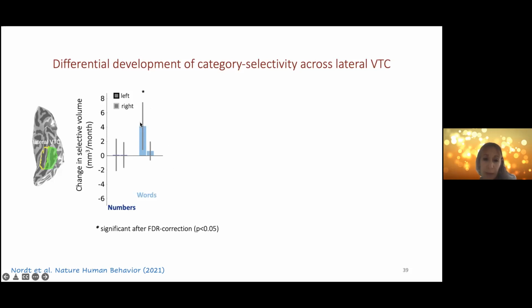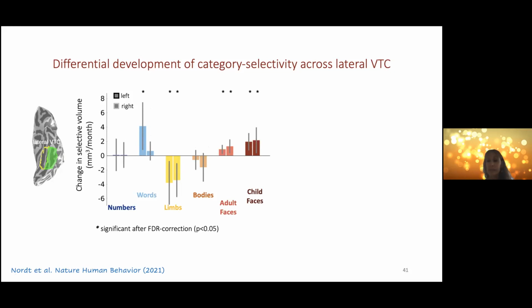If we look at the word selective activation in the left hemisphere, we see a significant increase in word selectivity. However, this doesn't extend to the right hemisphere, so it's specific to the left hemisphere. And interestingly, it doesn't extend to another category of text, such as numbers. We see this decrease in limb selectivity in both the right and left hemisphere, but it doesn't extend to body part selective activation. So it seems to be specific to limbs. With respect to faces, we find increases in the volume of face selectivity, both in the right and left hemisphere, and for both children and adult faces. And we don't really see development of other category selectivity, except for a small but significant increase in the amount of house selective voxels in the left hemisphere.